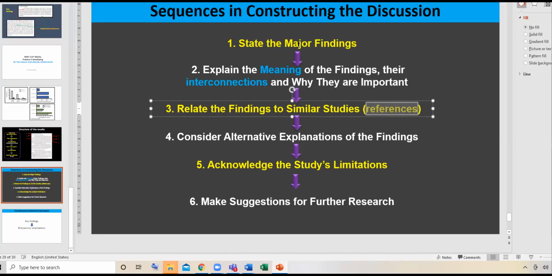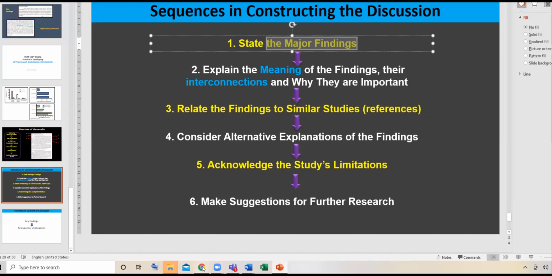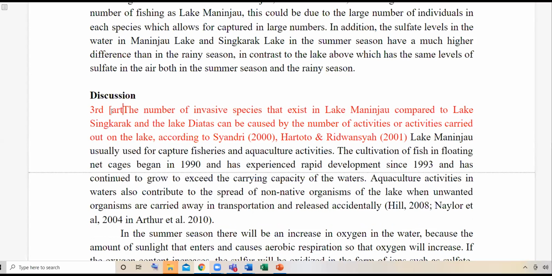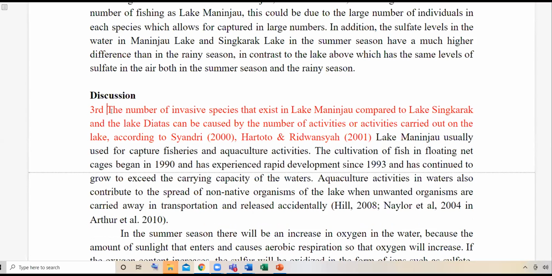So please start with a description of the major finding. What is the major finding in your study? So that is an incorrect one. This would be the third part of your discussion.